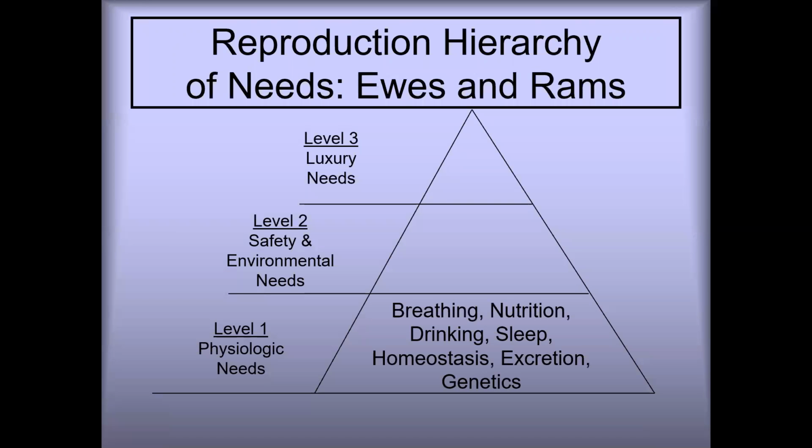At the base of everything that we do, we're going to have breathing, nutrition, drinking, sleeping, homeostasis, excretion, and certainly genetics. We'll get into each of those in a little bit more detail. If we don't have the foundation covered to the best of our ability, then it impacts everything above it. Level two being stress, the environment, which sits on top of the base, and then reproduction at the top.